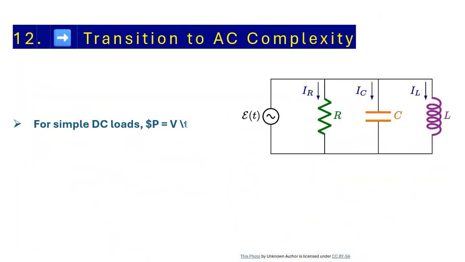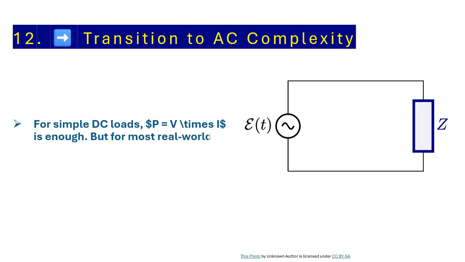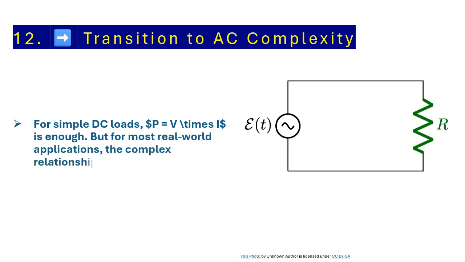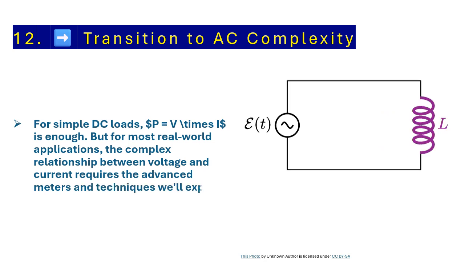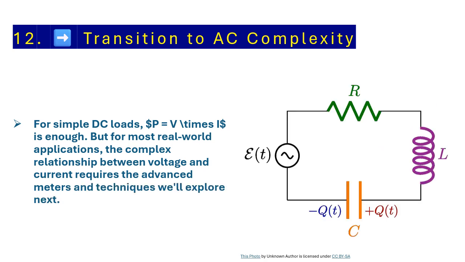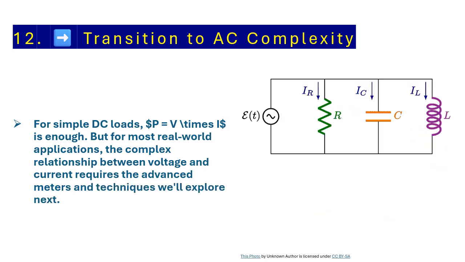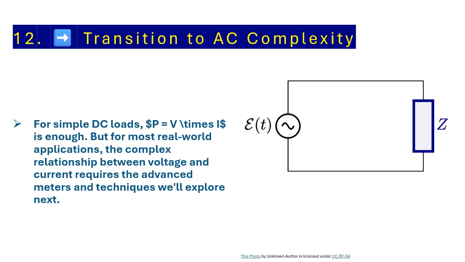12. Transition to AC complexity. For simple DC loads, P is equal to V*I is enough. But for most real-world AC applications, the complex relationship between voltage and current requires the advanced meters and techniques we'll explore next.